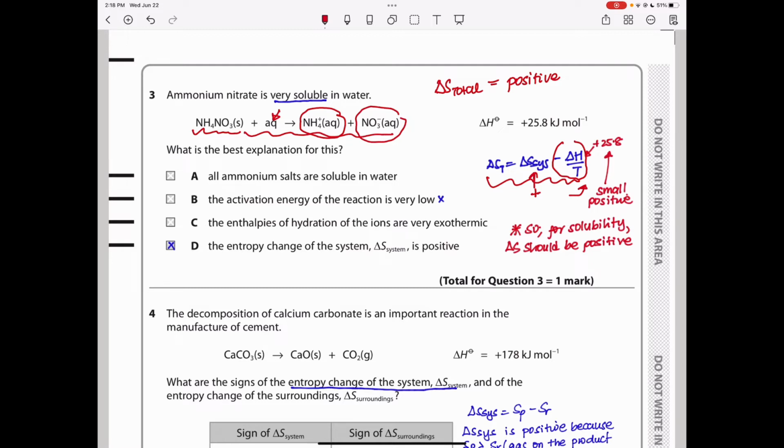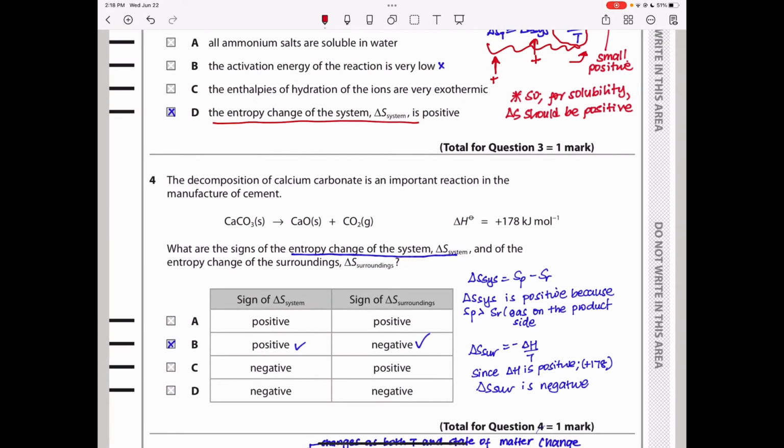A positive minus a small negative will create a positive here, and therefore our answer should be D, which says the entropy change of the system is positive. That is the only reason why this should be able to dissolve, because the S surrounding is negative. For this to be positive, this must be positive. That is what we're looking for. So the answer should be D.